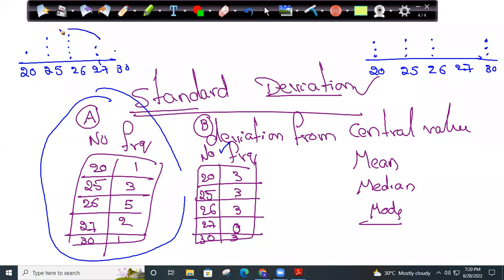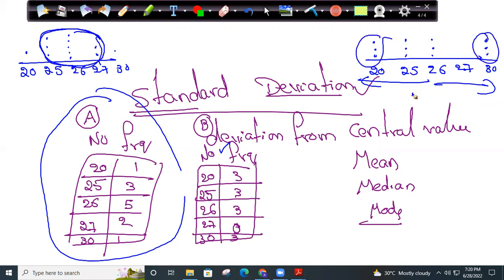Clearly I can see more data is here. Data is closer and more data is here. So definitely set A will have less deviation. I can see data is here, data is here, data is everywhere in set B. Simple. Standard deviation means if the data is more and more closer, most of the data is here itself. More deviation is there in set B than set A. So set A will have less standard deviation when compared to set B.